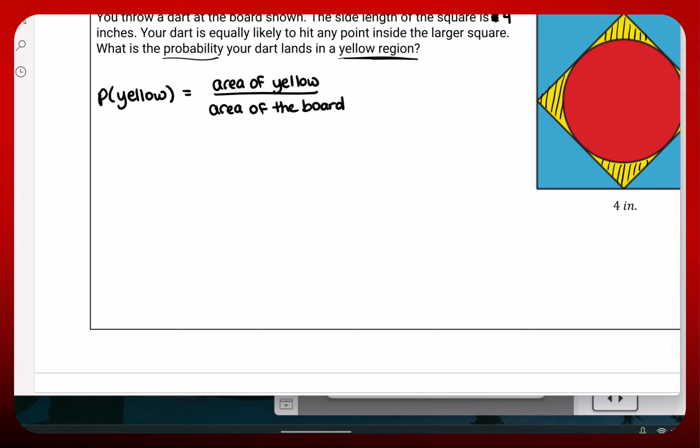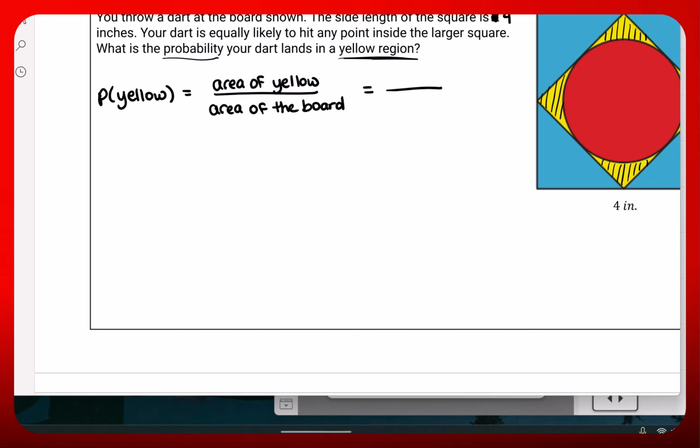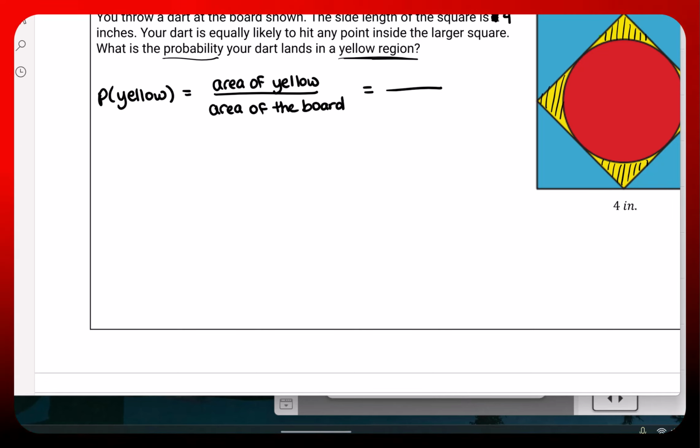That would be your total area. Now the area of the board, that part's pretty easy. So I'm going to go ahead and just say the area of the board, wouldn't that just be 4 times 4? Okay, so I'm going to do 4 squared.